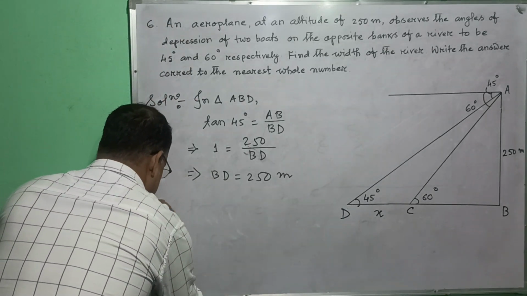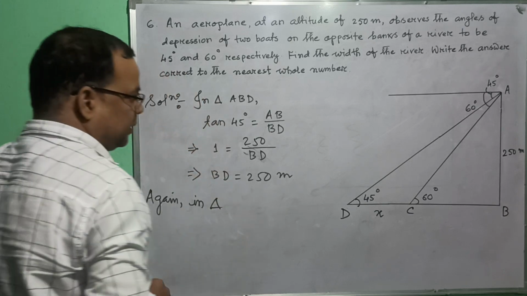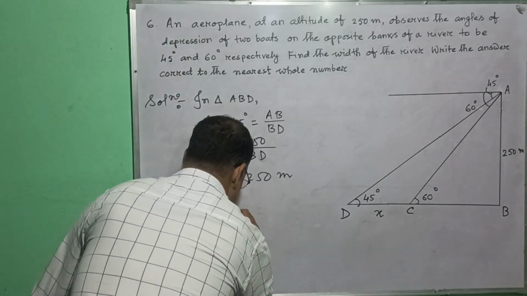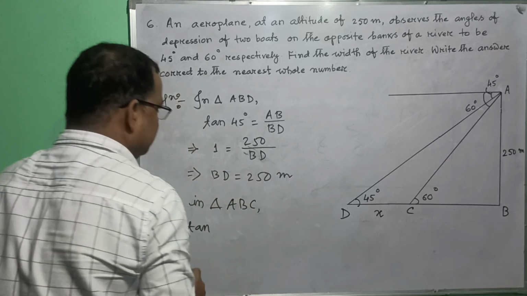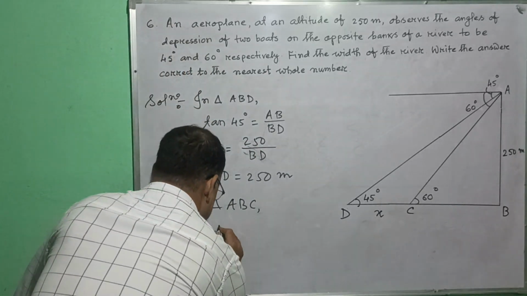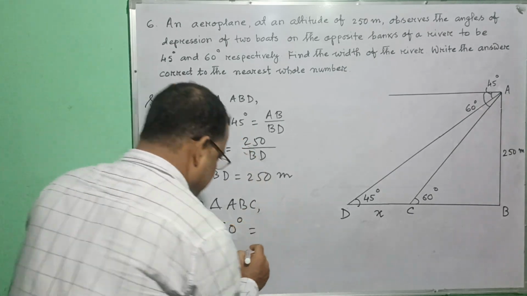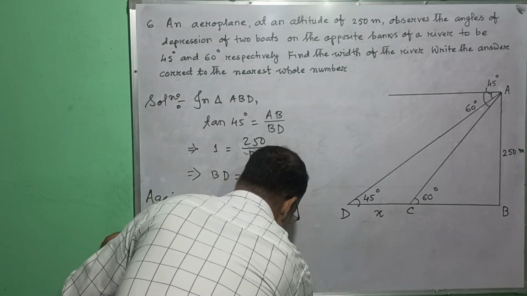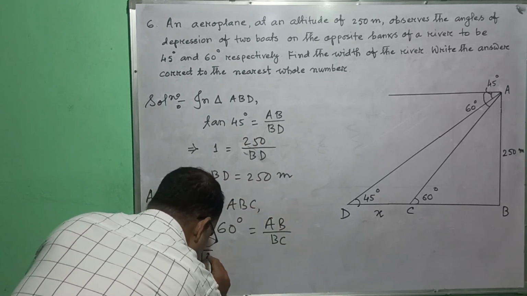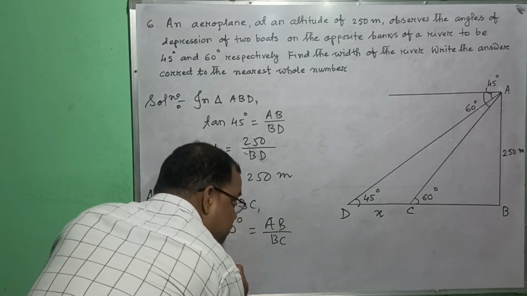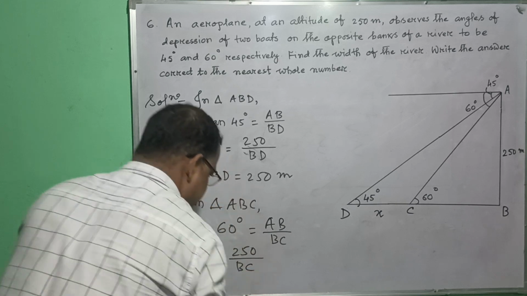Now I'll write again, now we'll take triangle ABC. In triangle ABC, tan, we have already taken 45, now 60 degree. So tan 60 degree equal to AB by BC. This implies tan 60 degree is root 3, equal to AB which is 250, so we write 250 by BC.